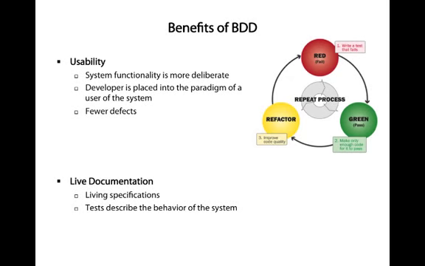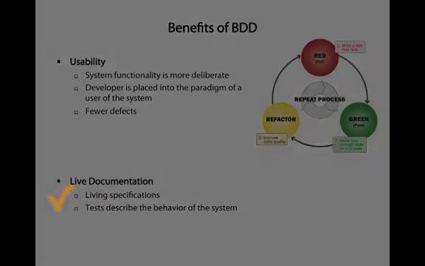Some of the benefits that we see from behavior-driven development are increased usability. The system functionality is more deliberate. It's being driven from the scenarios, and the developer is constantly placed in the paradigm of a user of the system. This results in fewer defects. The other thing is that, as we mentioned before, the specifications are living. Through the automated tests and the behavior of the system, as you change the scenarios, they fail. You change the system, and it's constantly in sync with what the documentation is saying.